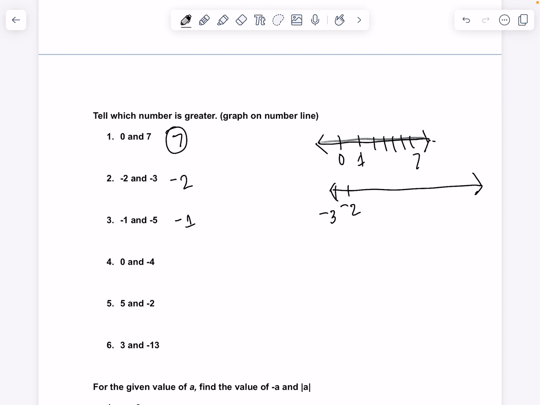0 is always greater than a negative number, but it is smaller than a positive number, so that's like a rule. So 0 is greater than negative, but positive is greater. So we know 0 is greater than -4. For 5 and -2, positive numbers are greater than negative numbers, so 5 would be greater. We can use the same rule for 3 and -13. Positive numbers always greater, so it will be 3.